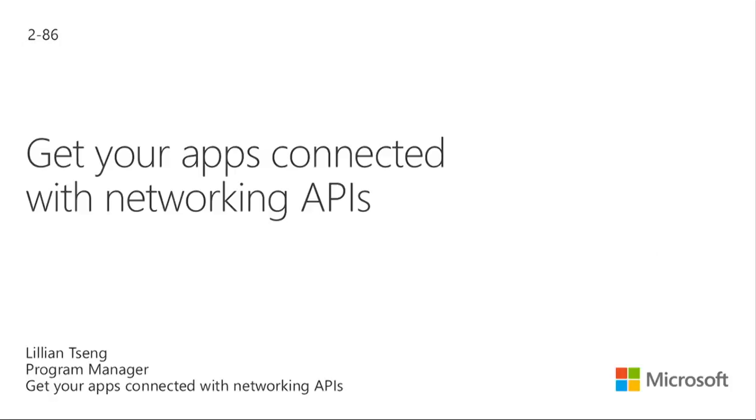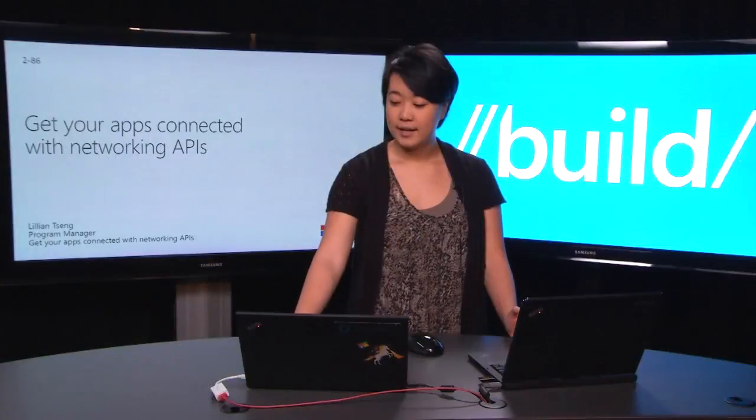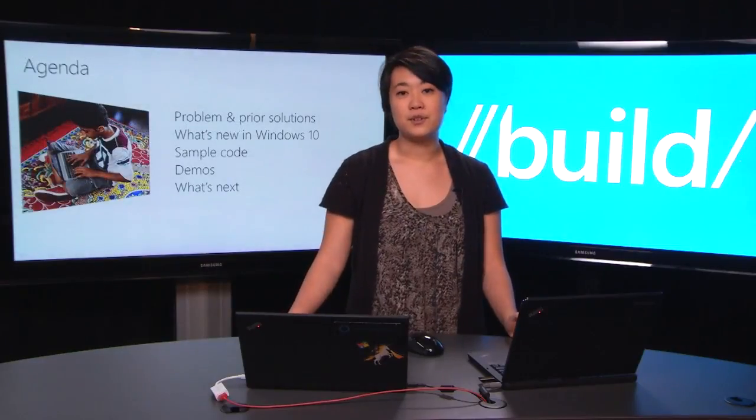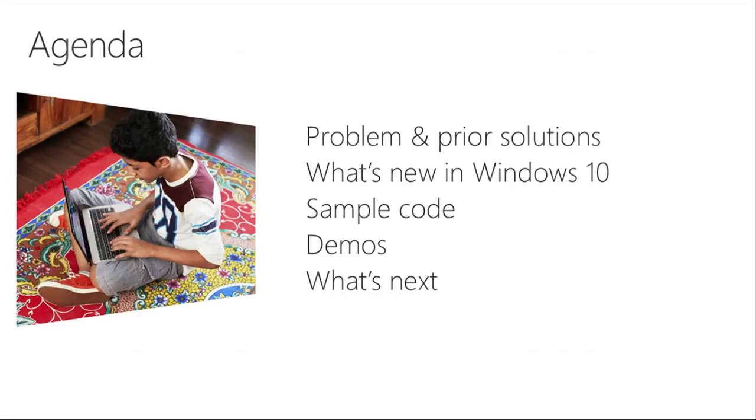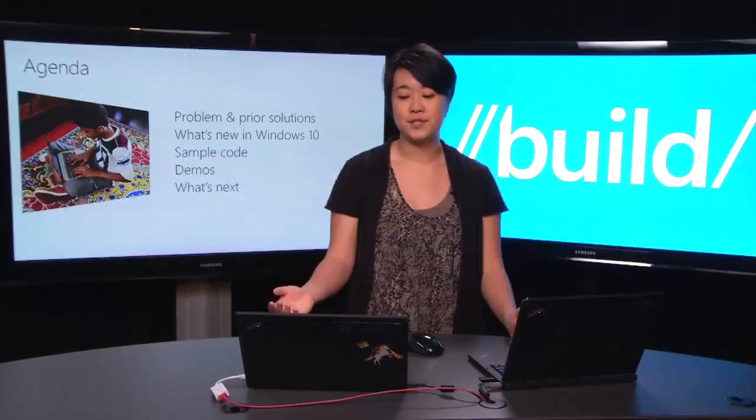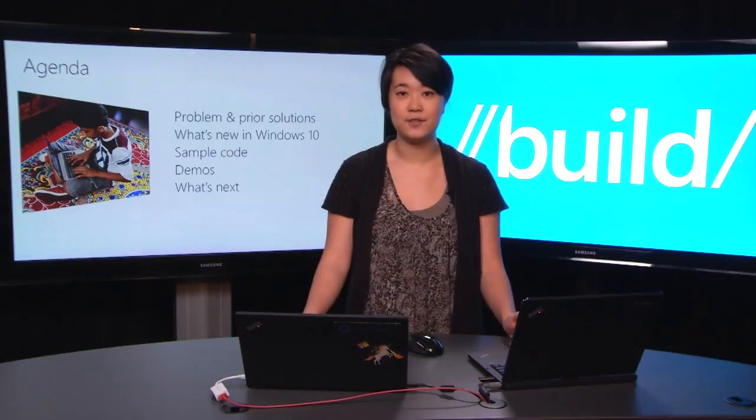My name is Lillian Zen, and I am a program manager in the Wireless and Core Connectivity group. Before we start, I'll give you a quick overview of what is going to be covered in this session. First, we'll go over the existing problem space and prior solutions to those problems. Then I'll introduce what is new in Windows 10. I'll show you some sample code and some demos, and then I'll leave you with some next steps for what you could investigate if you're interested in learning more.